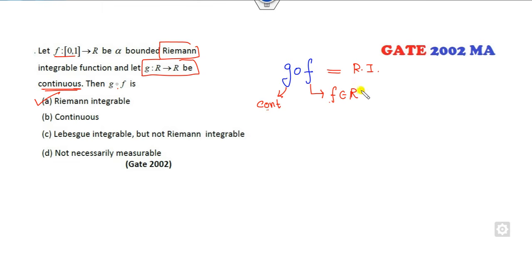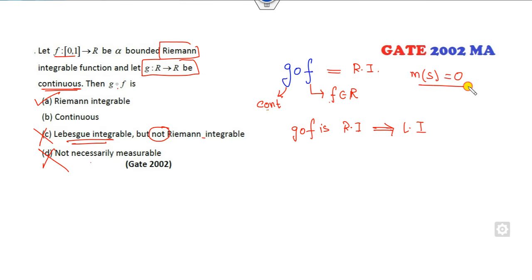If it is Riemann integrable, it implies it is also Lebesgue integrable. But the option says not Riemann, so cancel that. Not necessarily measurable, cancel out, because if it is Riemann integrable, then the measure of the set of discontinuities will be 0. Is it continuous always? Not always true, because for this we need a one function as well. So the right answer is only A. And you can see these are questions from the GATE examinations.